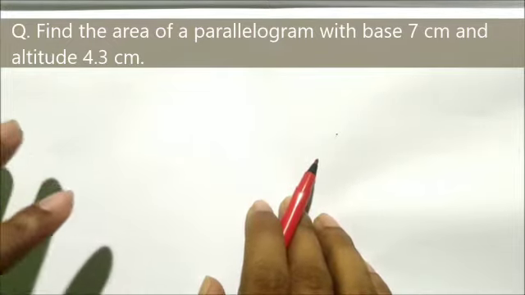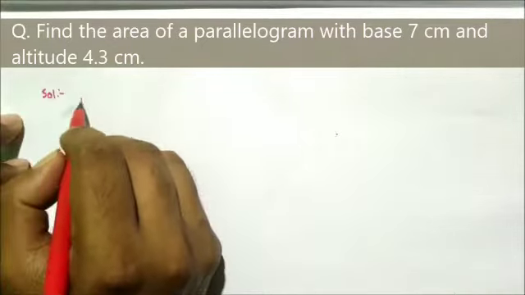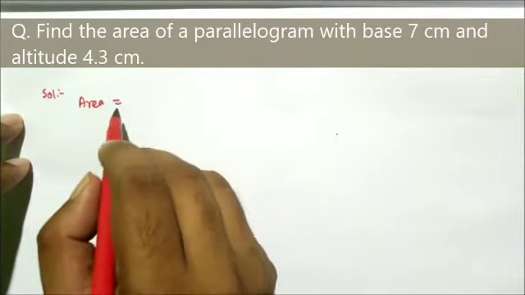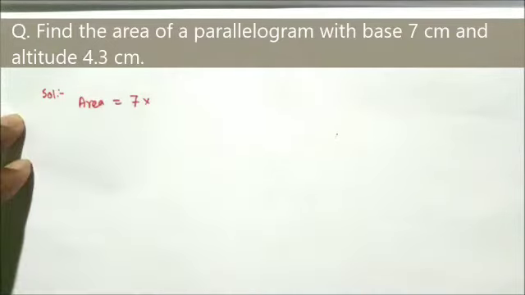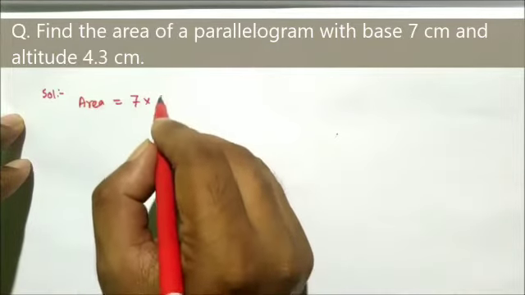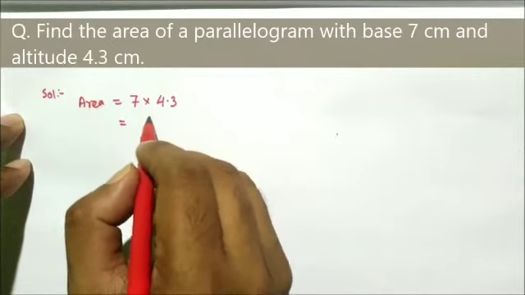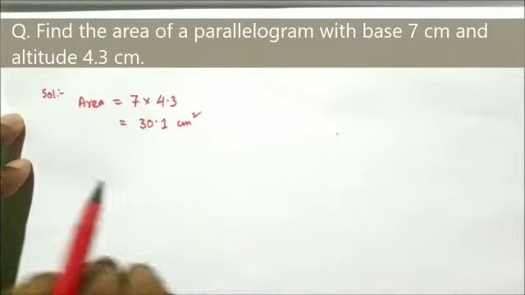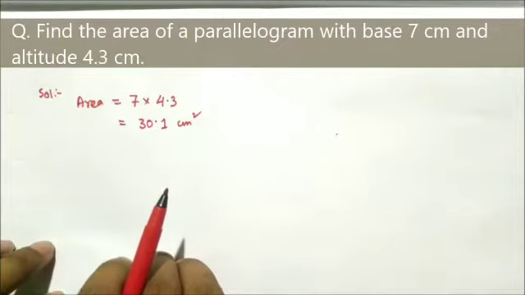So here the base is given and the altitude is given. So the solution of this question will be: area is equal to base, which was 7 centimeter, so 7 into the height or altitude, which is 4.3 centimeter. If you multiply them, the answer will be 30.1 square centimeter. That's it, that's enough to find the area. Okay, let us take another question. Now can you see the question?